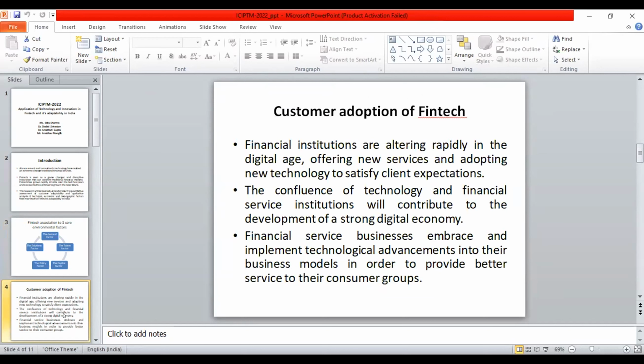So financial institutions, I would request you to conclude. Sure. So financial institutions are altering rapidly in the digital age, offering new services and adopting new technology to satisfy the client expectations. The confluence of technology and the financial service institutions will contribute to the development of the strong digital economy. And the financial services and business, they embrace and implement technological advancements into their business models in order to provide better service to the consumer groups.